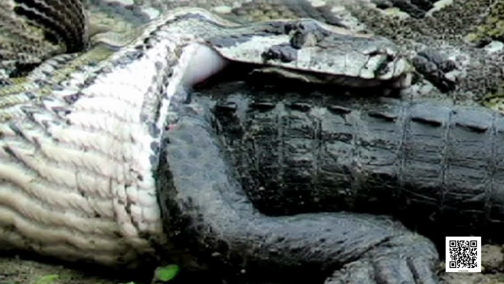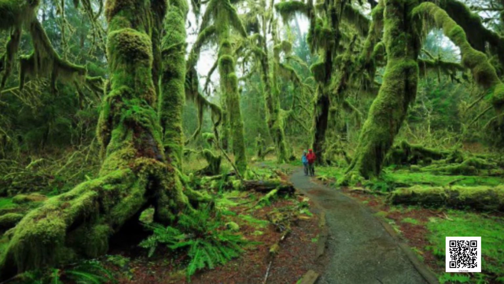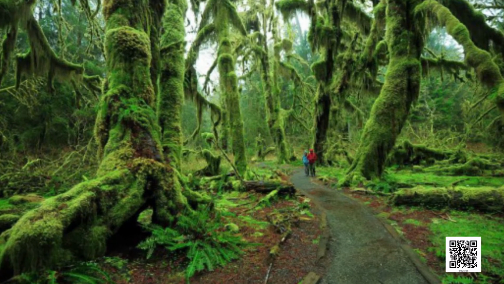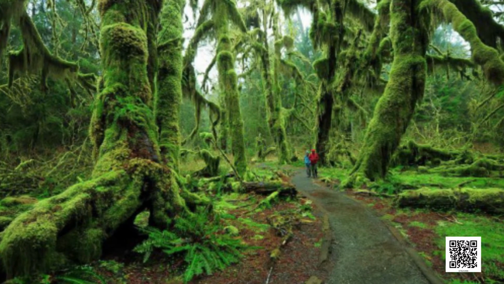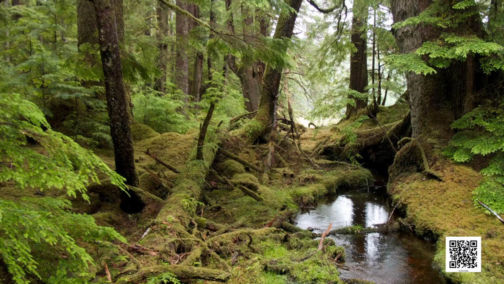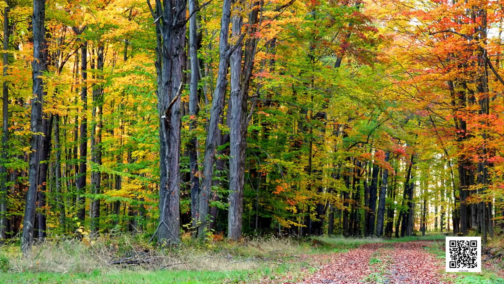Now, let's move further and talk about tropical deciduous forests. Tropical deciduous forests are the monsoon forests found in the large part of India, northern Australia and in Central America. These regions experience seasonal changes. Trees shed their leaves in the dry season to conserve water.